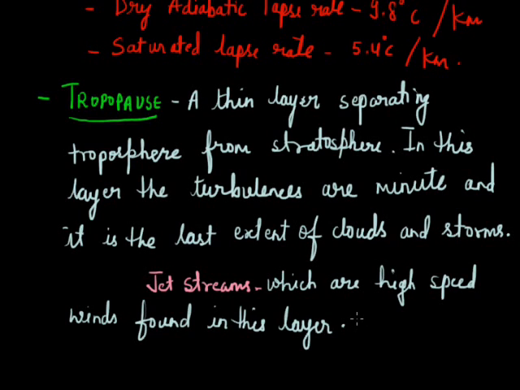So this is the end of the first layer of the atmosphere, the troposphere. In the next lecture, we'll study the next layers of the atmosphere, that are stratosphere, mesosphere, thermosphere and exosphere.